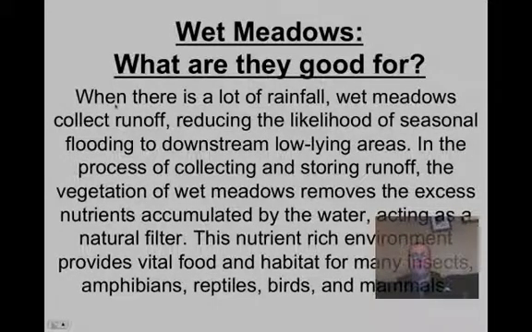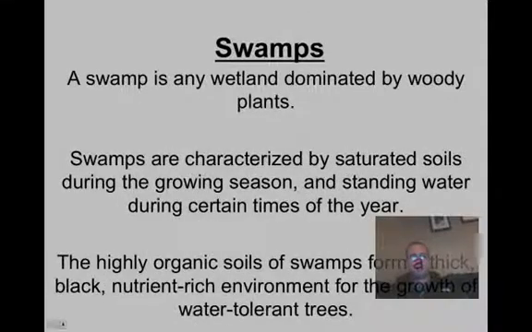Again, for the what are they good for portion here, it's really always the same. Okay, they're going to slow flooding. They take out excess nutrients and filter water. It's a good home for wildlife. All sorts of these things. They're very, very important parts of the hydrosphere system. So swamps.